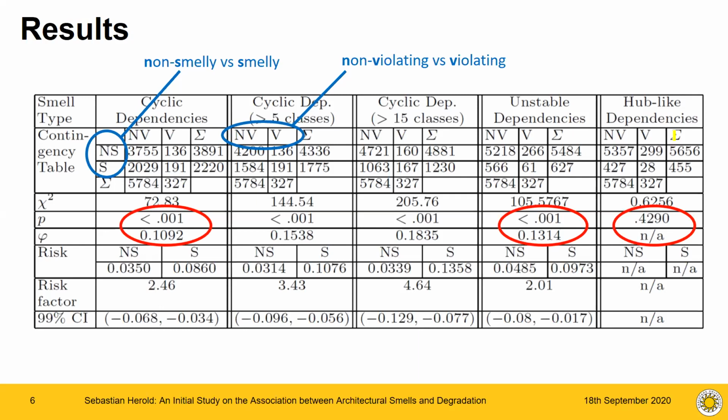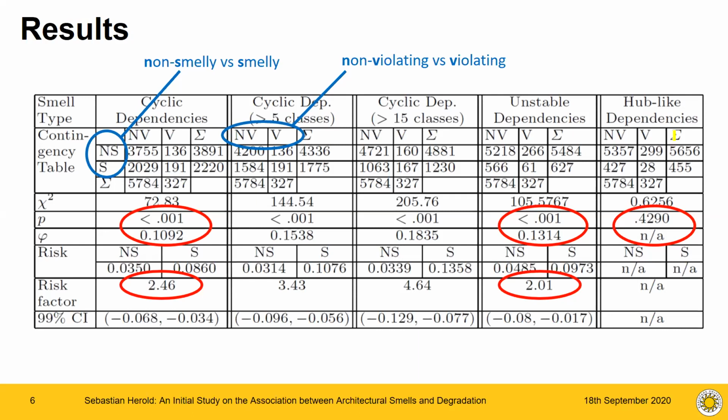For cyclic dependencies and unstable dependencies, we get statistically significant results saying there is some form of dependence between violations and the smells. But the phi values say that this effect is relatively small. These values tell you that it's roughly twice as probable to find violations among the dependencies contributing to smells than in the rest of the system.